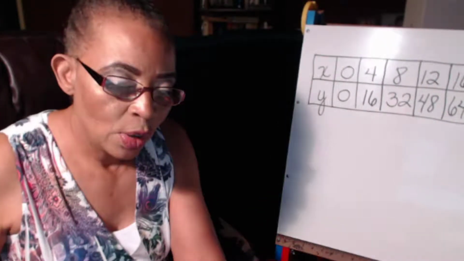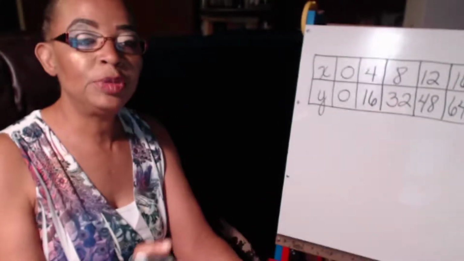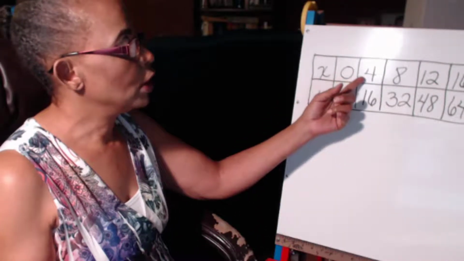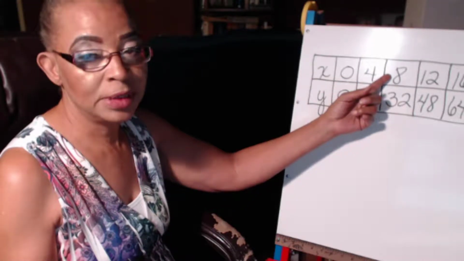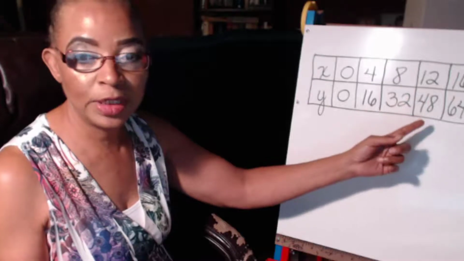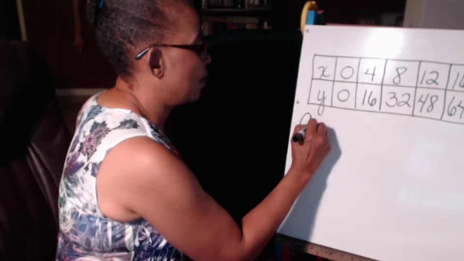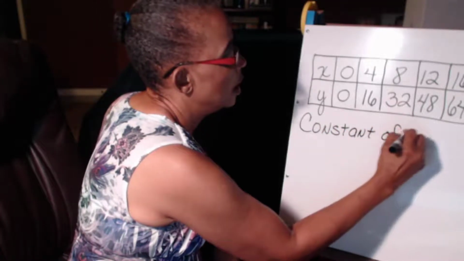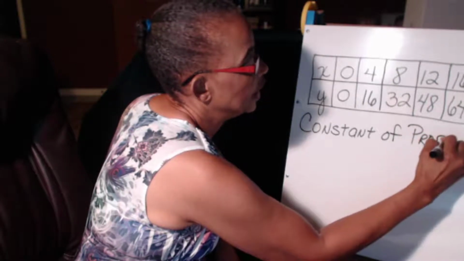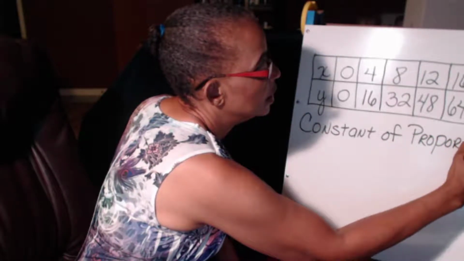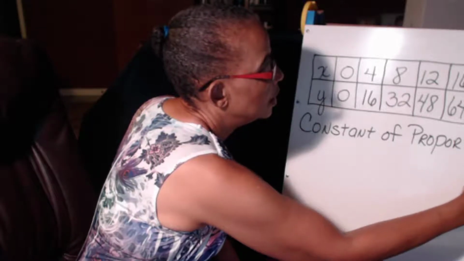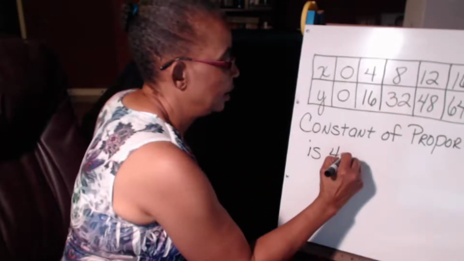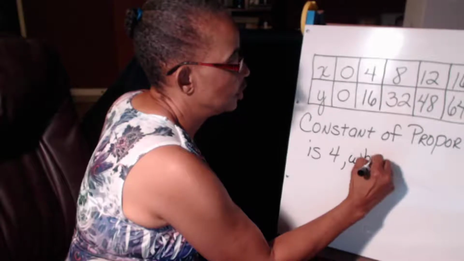Okay, so we have represented the relationship using a table. What is the relationship? Notice that 4 times 4 is 16, 4 times 8 is 32, 4 times 12 is 48, and so on. So that says our constant of proportionality is 4, which also happens to be our slope.